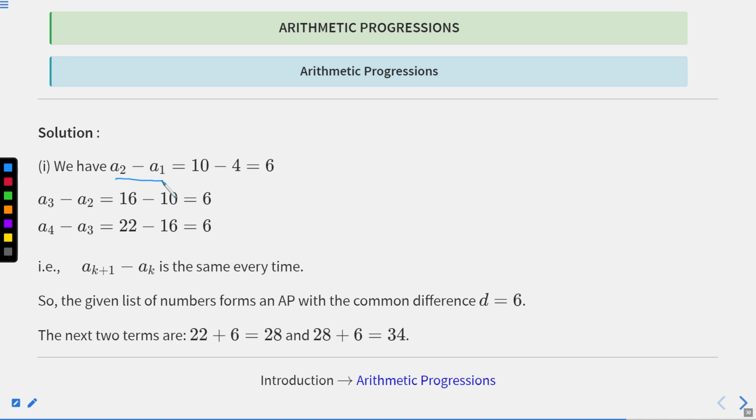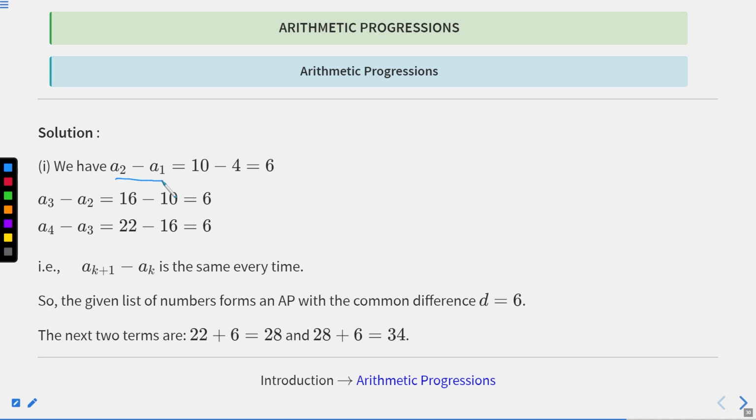So the next two terms: the given last term is 22, so the next two terms are 22 plus 6, that is equal to 28, and 28 plus 6, that is equal to 34. So the next two terms of this AP are 28 and 34.